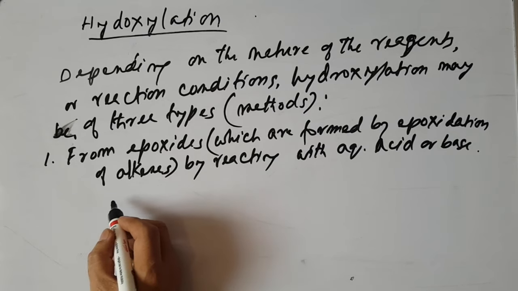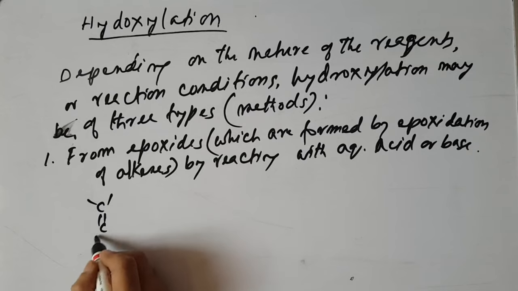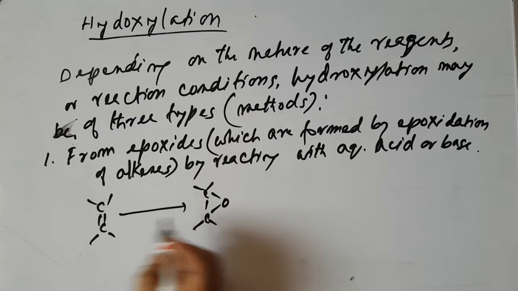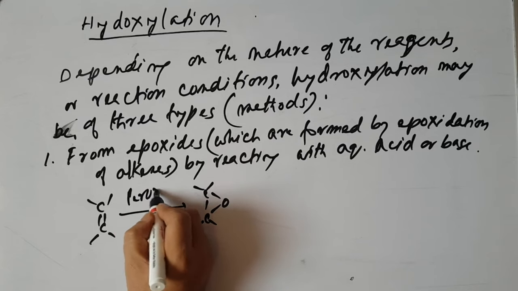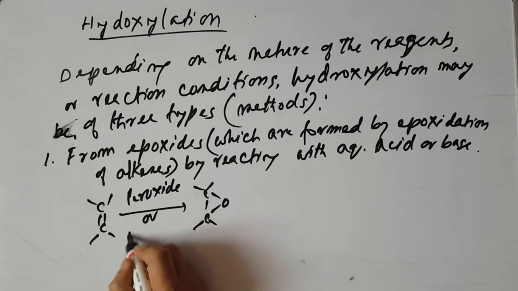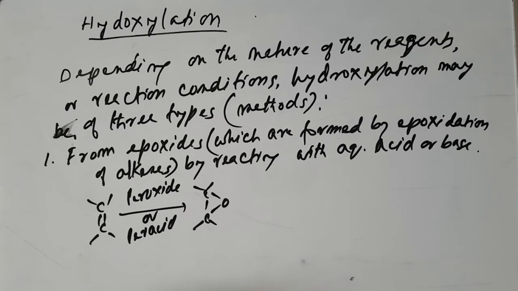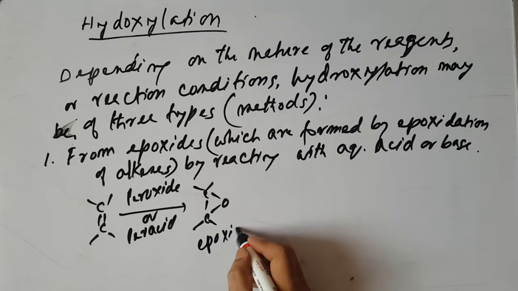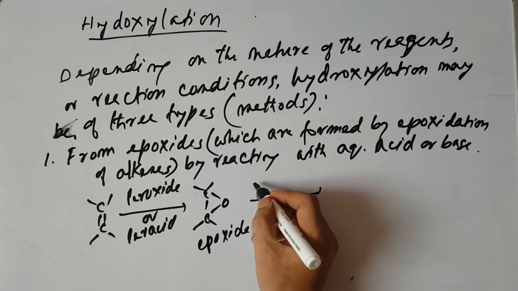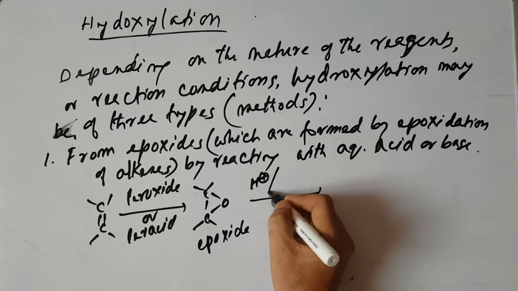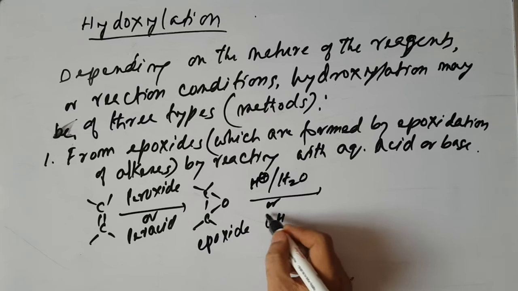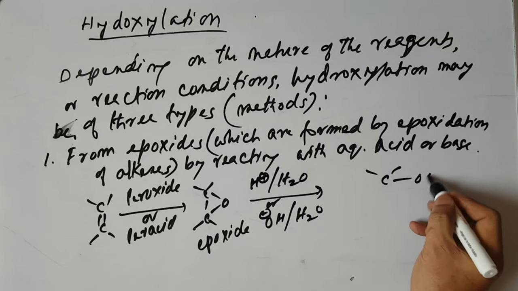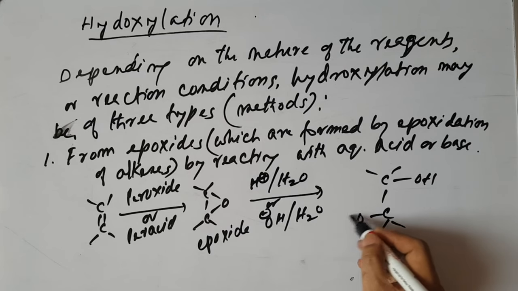So generally, alkenes react with a peracid or peroxide to give the epoxide. This epoxide, when reacted with either acid in presence of water, or base in presence of water, gives a trans product, trans 1,2 diols.